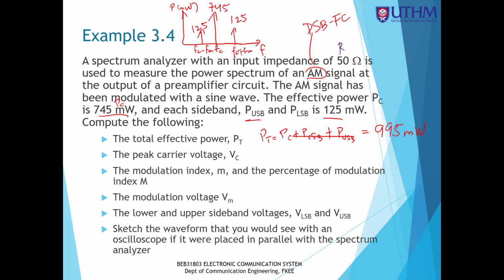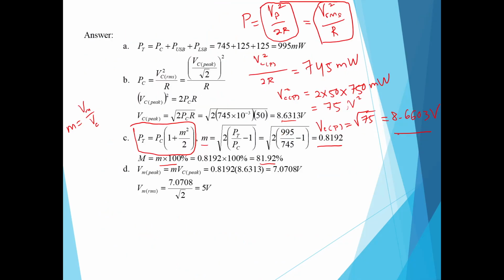And then what? The modulation voltage Vm. So how to find Vm? We can find Vm based on the modulation index, or you can find Vm based on the lower sideband or upper sideband power. So it's up to you.